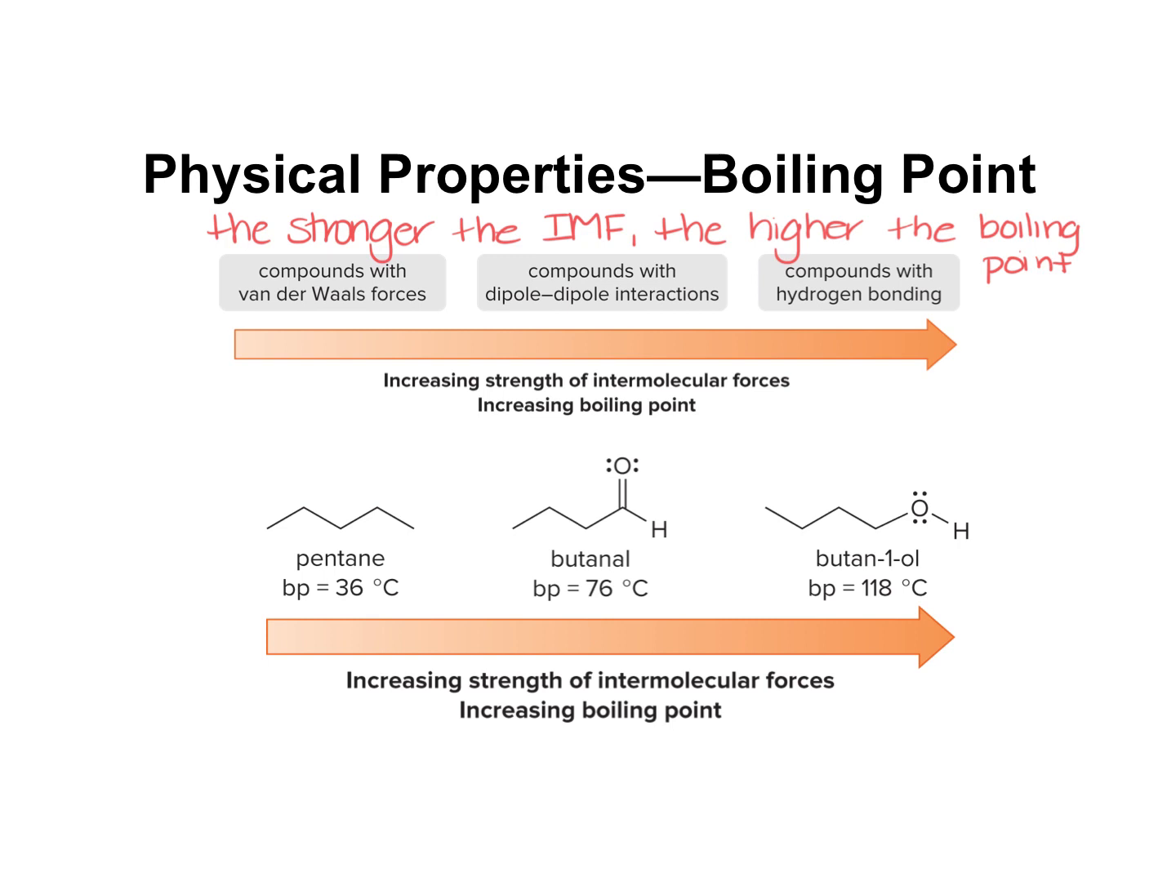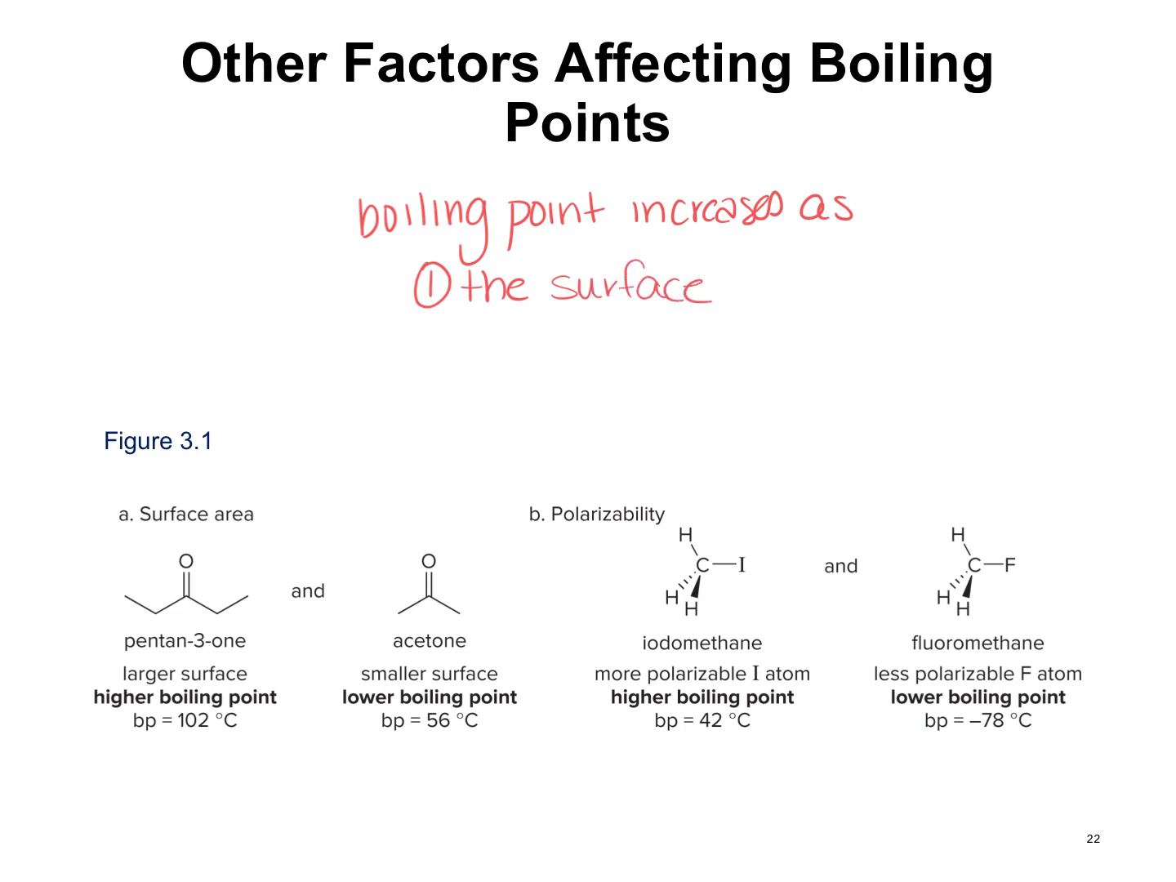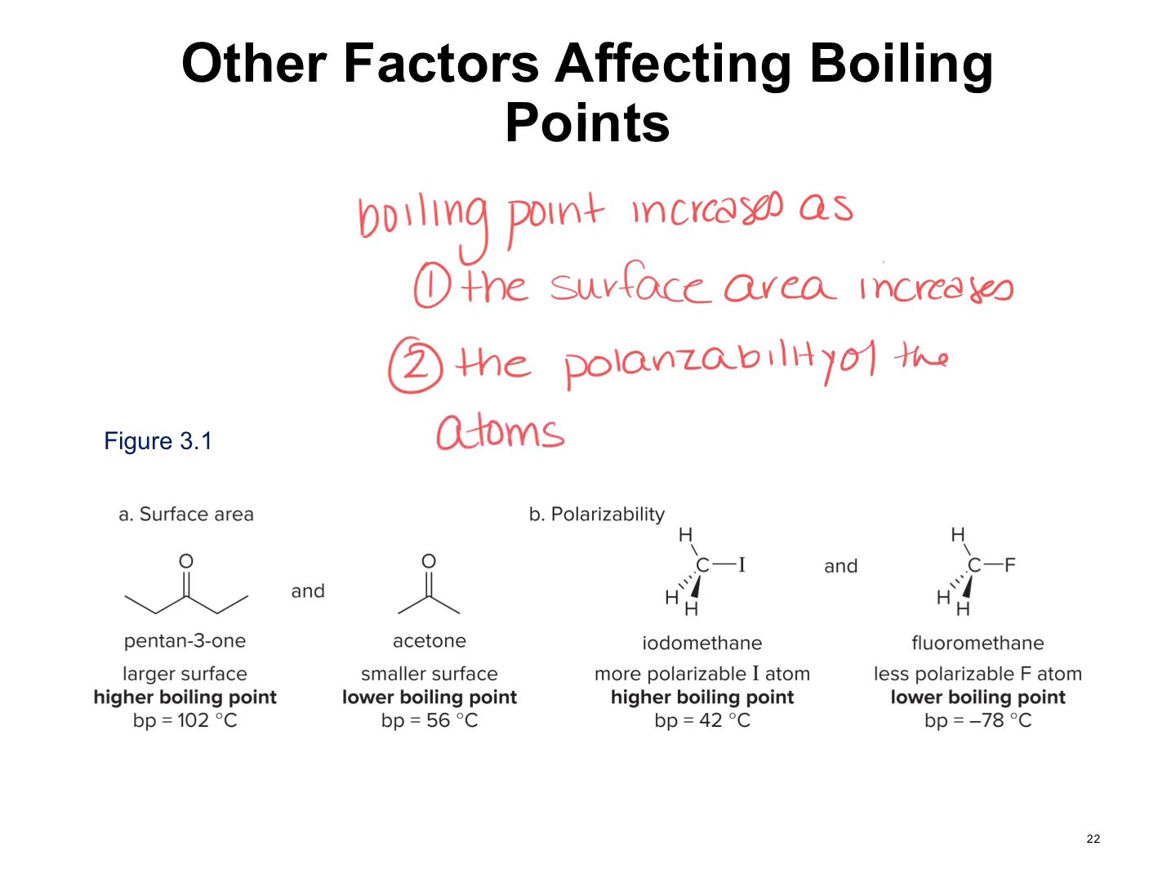Now, other factors affect boiling point as well. As you can imagine, surface area does. So boiling point increases as the surface area increases, and as the polarizability of the atoms increases.